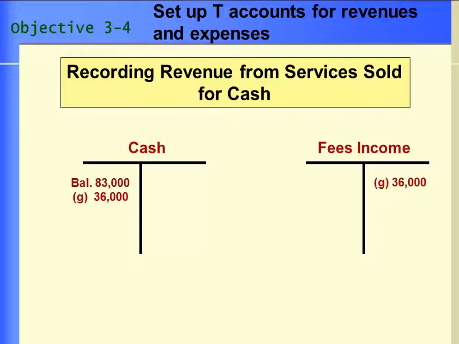So recording revenue for services sold for cash. I had a balance of 83,000, which is good. That was the last transaction we did.